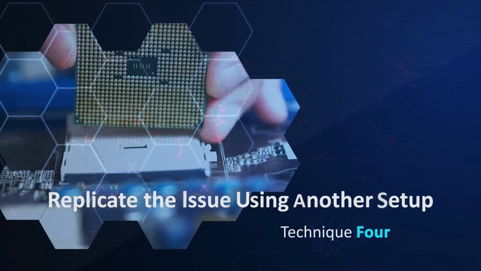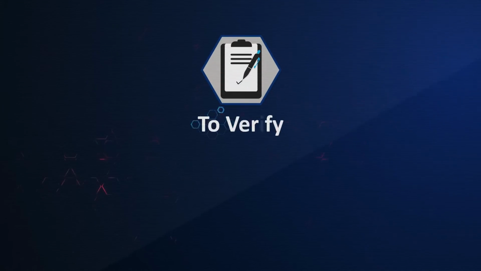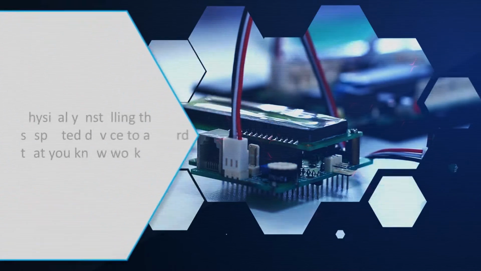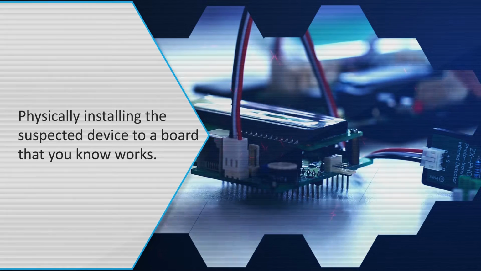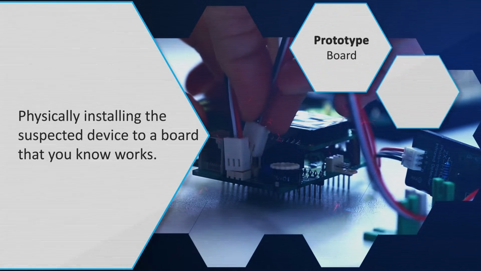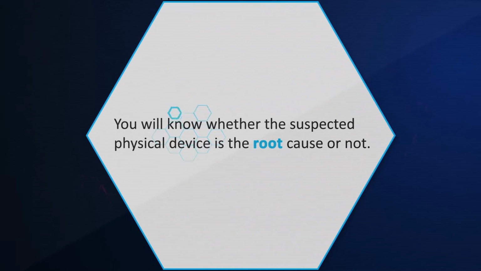The fourth technique is to replicate the issue using another setup. To verify if the behavior is related to the device in use, try a component swapping technique. This technique involves physically installing the suspected device to a board that you know works. It could be another prototype board or an evaluation board from Microchip. In this way, you will know whether the suspected physical device is the root cause or not.